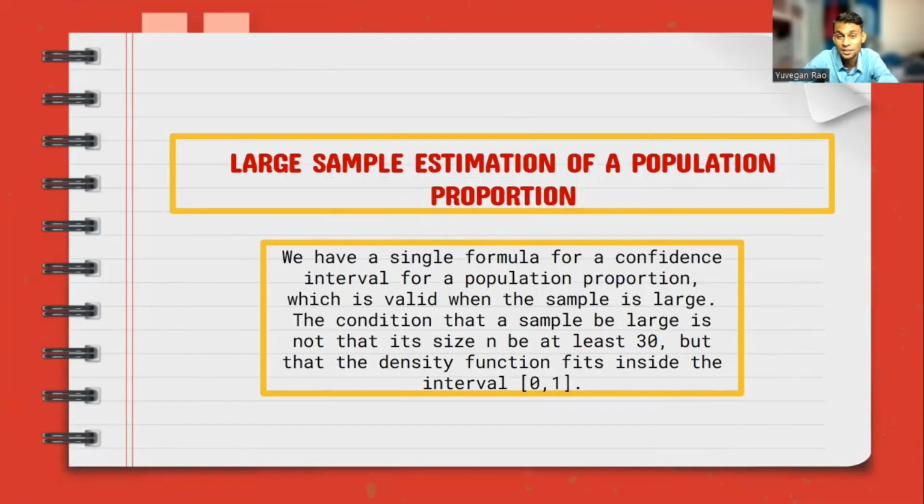Getting into large sample estimation of a population proportion. So we have a single formula for a confidence interval for a population proportion, which is valid when the sample is large. The condition that a sample be large is not that its size n be at least 30, but that the density function fits inside the interval 0, 1.